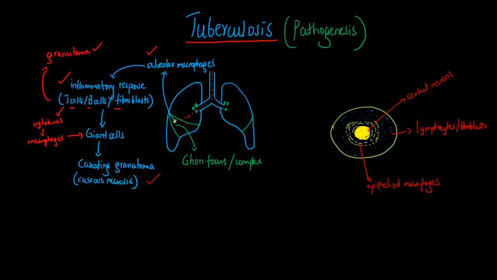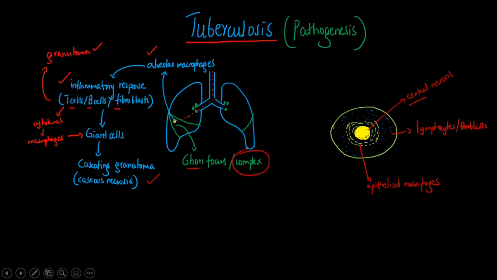At the center, the yellow area looking like cheese is the central necrosis, surrounded by epithelioid macrophages, and at the periphery there is the cuff of lymphocytes and fibroblasts. It's worth bearing in mind that the first area in the lungs which gets infected and triggers an inflammatory response is known as a Ghon focus, named after the Austrian pathologist Anton Ghon, and if you have lymphadenopathy in the hilar region, then together this and the Ghon focus is known as a Ghon complex. Okay?